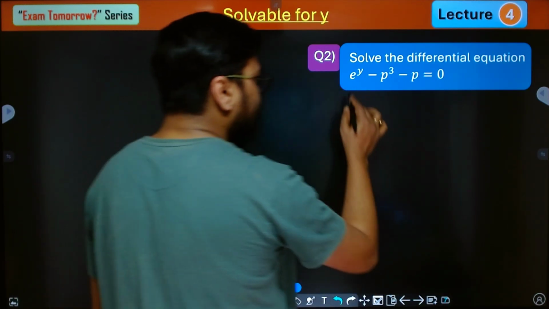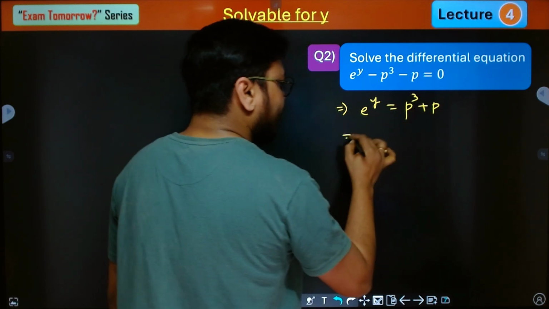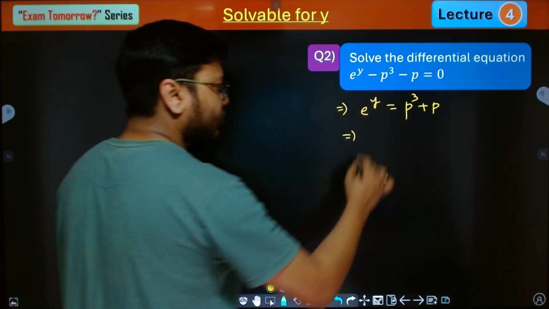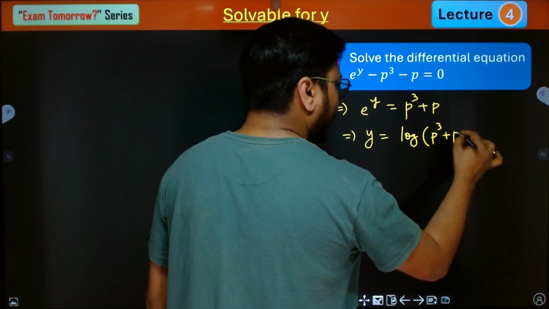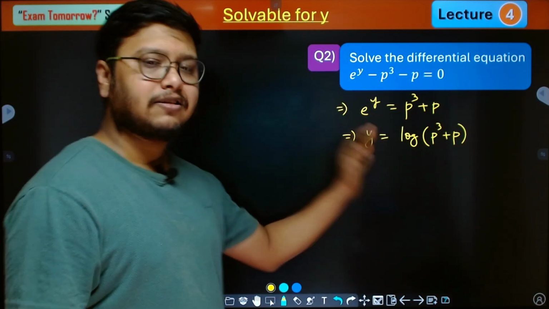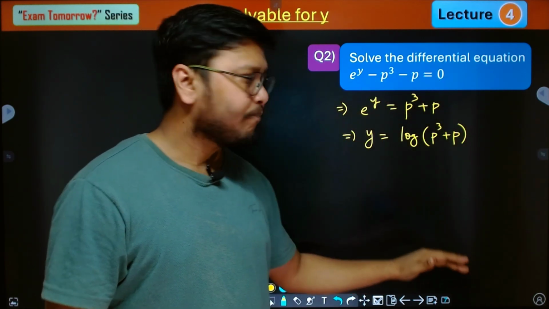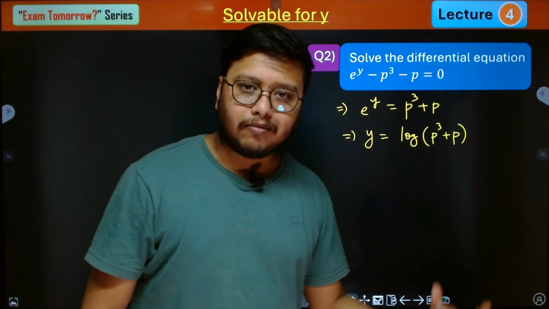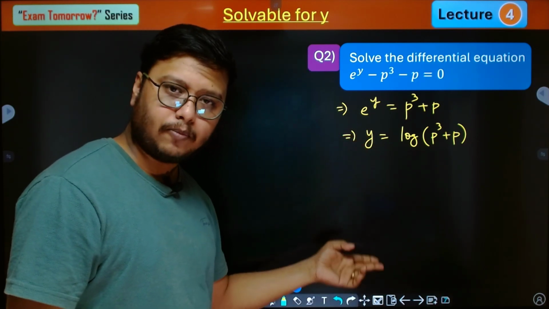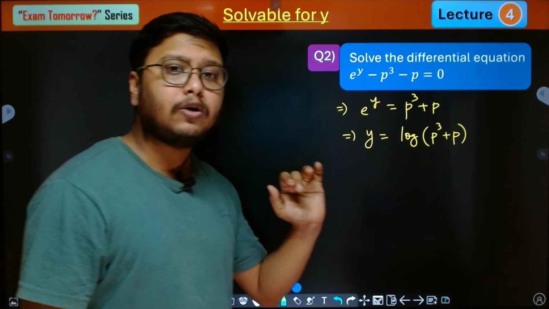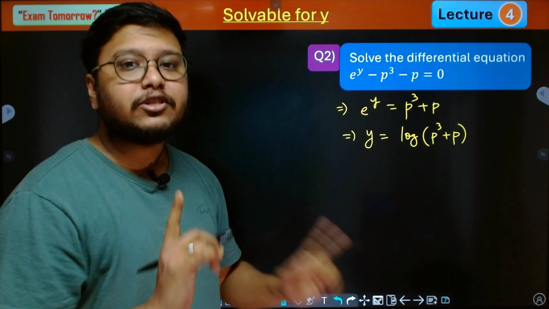So here what I can do is e to the power y equals p cube plus p. If I take a log on both sides, so I have y equals log of p cube plus p, and that means I have got y as a function of the remaining variables. So definitely this is solvable for y. Now the moment you have understood this is solvable for y, either you can keep on doing the differentiation with respect to x from here on, or you can do the derivative right from the original question step. You have to decide which is easy, right?